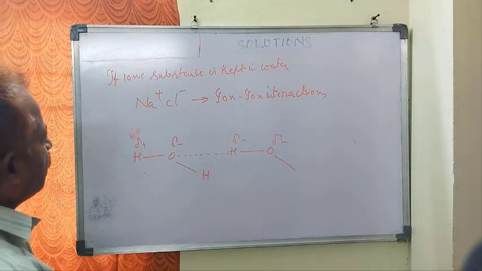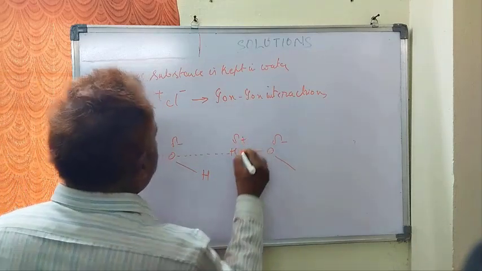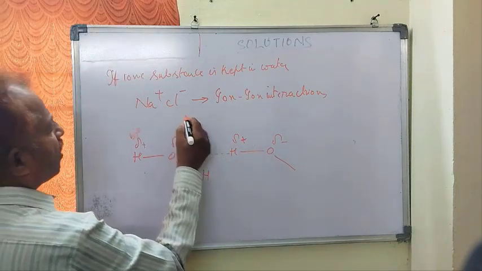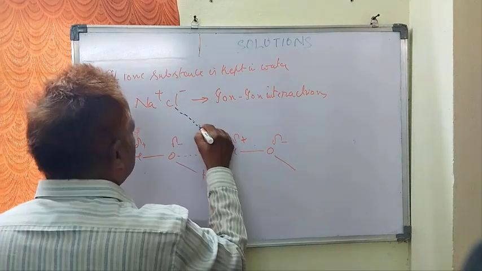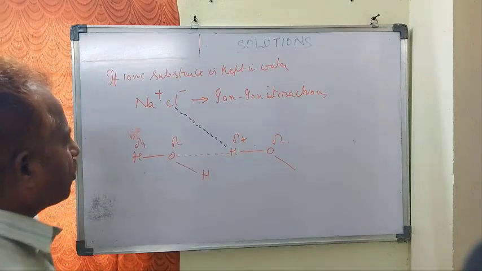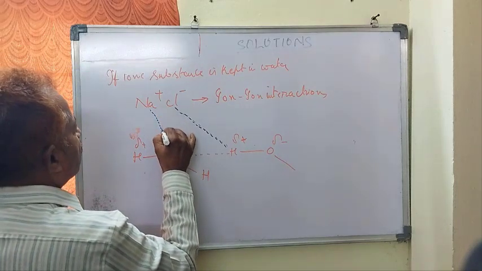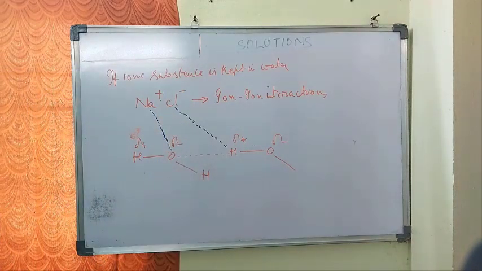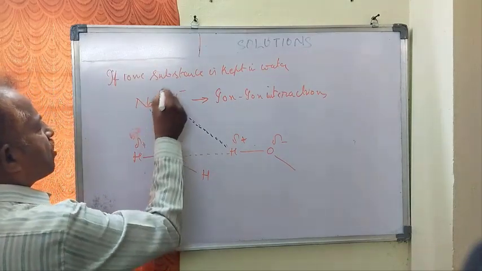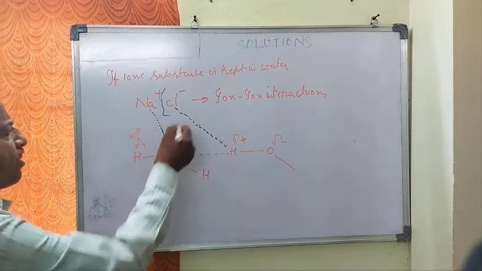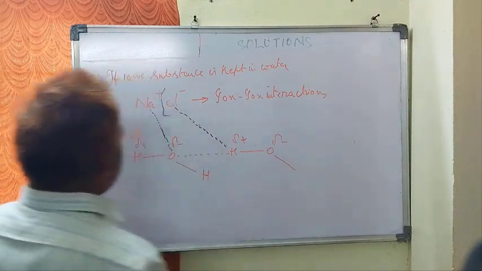Now when sodium chloride is kept in water, what happens here? The negatively charged chloride ion is attracted towards the positively charged hydrogen. In the same way, the positively charged sodium is attracted towards the negatively charged oxygen. Due to this, the strong electrostatic attractions break and new attractions form. Thus, water molecules are around.